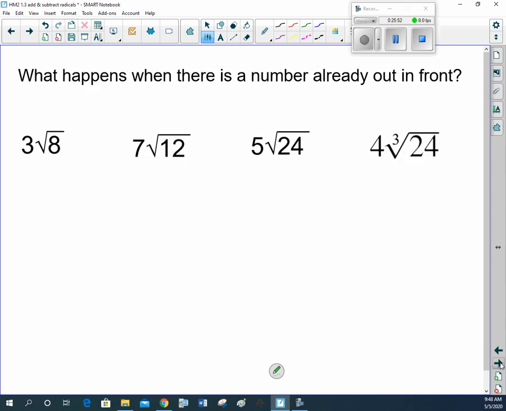Okay, what happens when there's a number already out in the front? We've kind of already talked about this. If you have a number out in front, you just multiply by that number. So right here, I'm going to do 4 times 2. Square root of 4 is 2. I bring that out and multiply it. So 2 times 3 is 6. So 6 square root of 2. Over here, once again, I'm going to do 4 times 3.